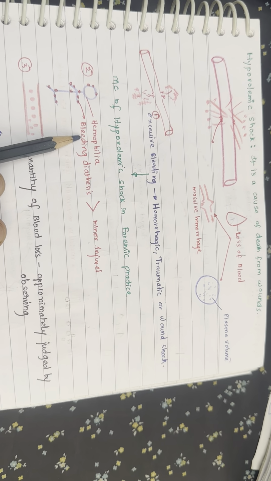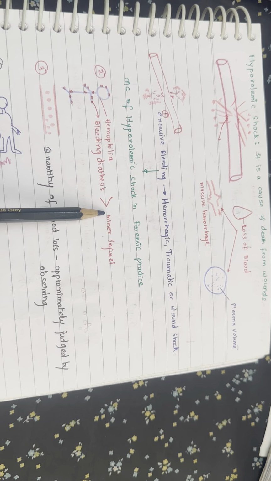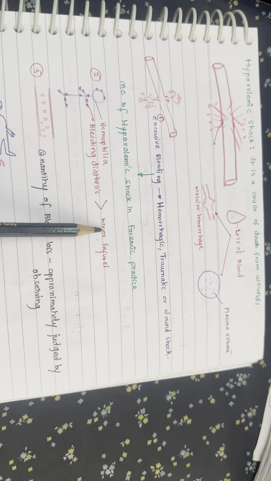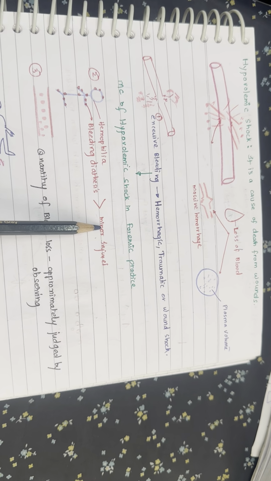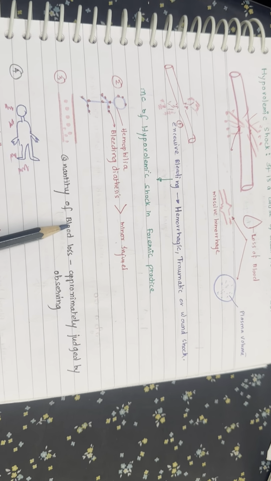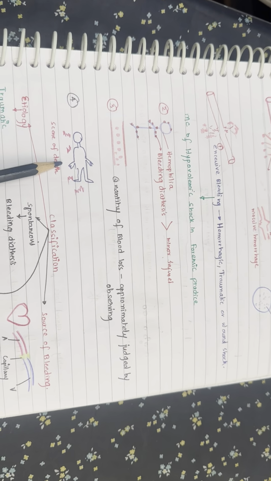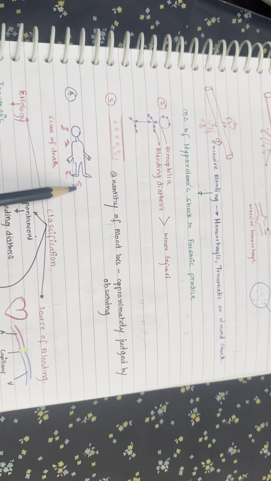Bleeding diathesis: victims with hemophilia or other bleeding diathesis may succumb to relatively minor injuries. The quantity of blood loss may be approximately judged by observing the scene of death, the amount of blood lying around the victim.